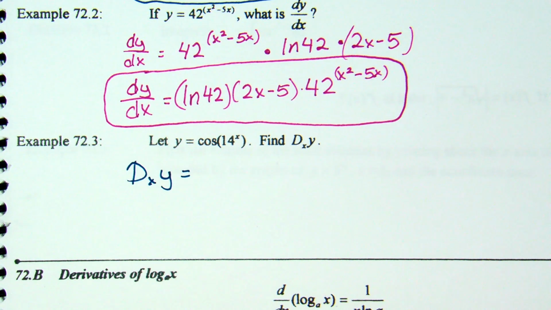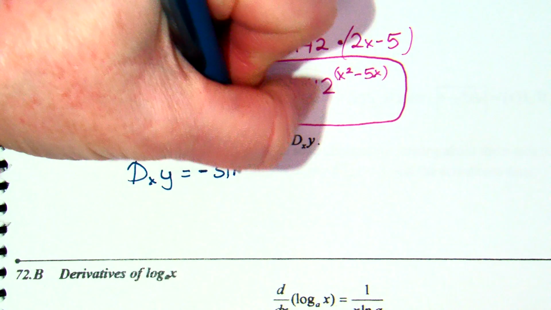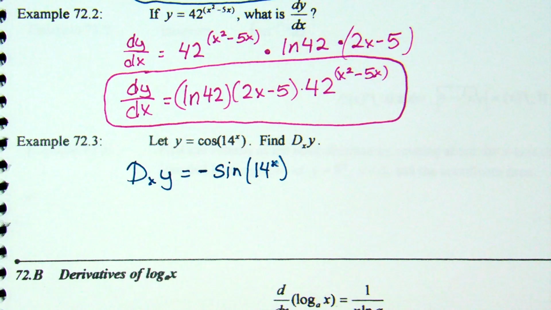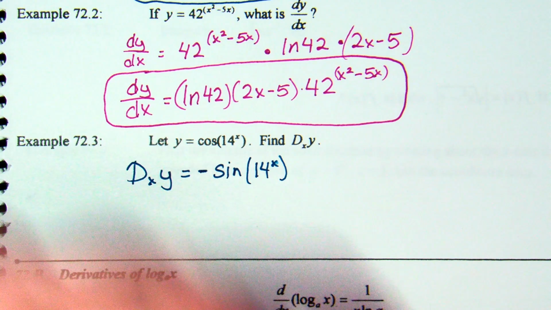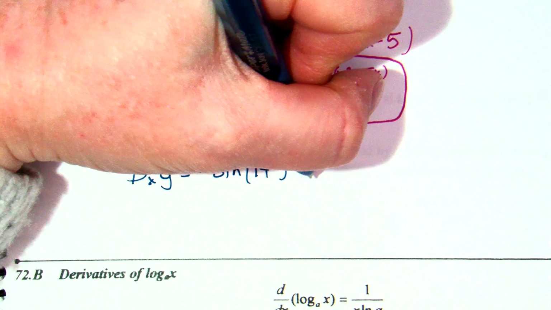Okay, the derivative of cosine of something is negative sine of something. Right. Yep. The derivative of cosine of something is negative sine of something times the derivative of something. Well, my something was 14 to the x, and the derivative of 14 to the x is 14 to the x natural log of 14.